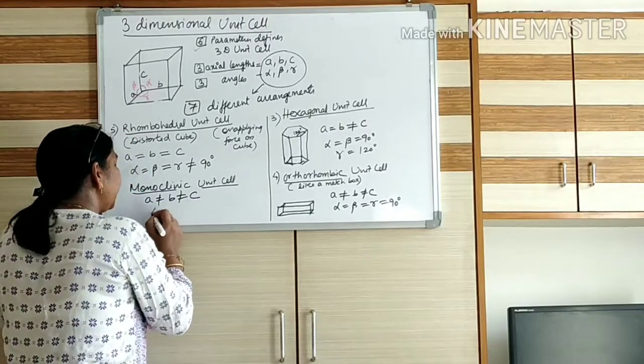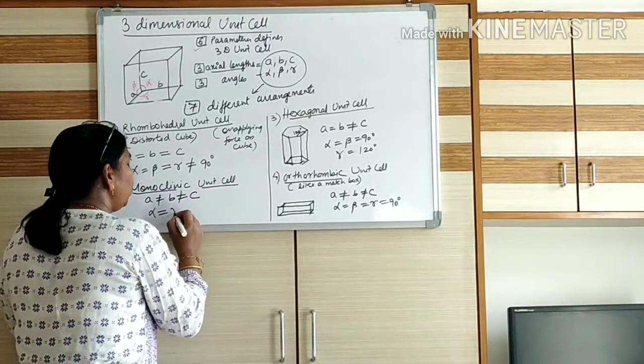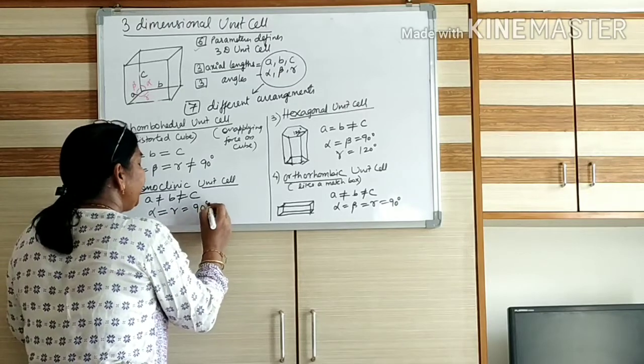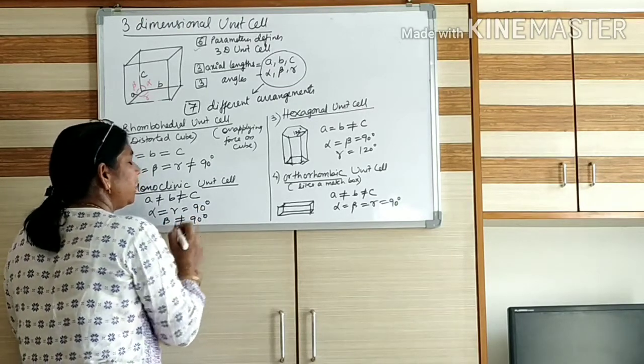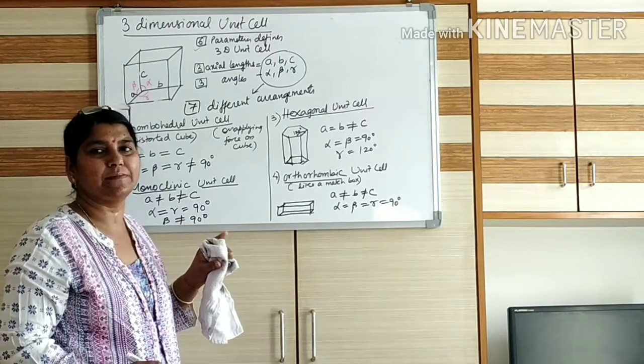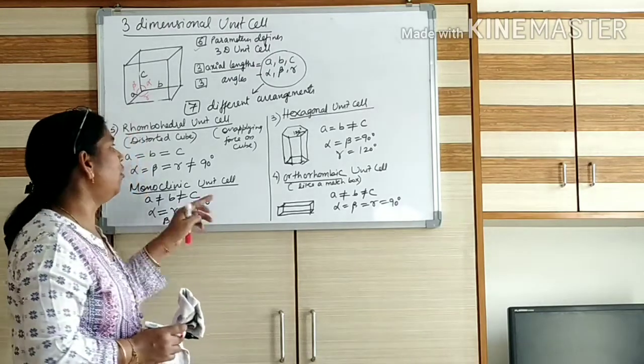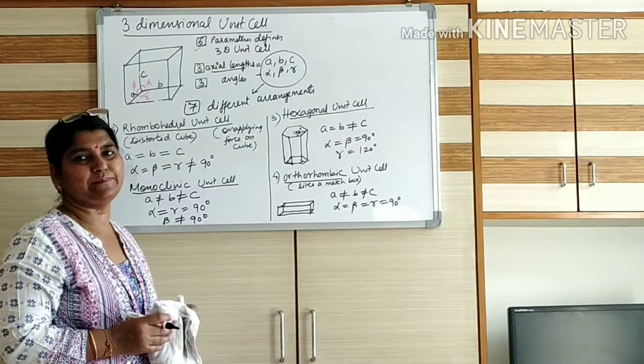But here angle alpha is equal to gamma is equal to 90 degree, but beta does not equal to 90. Beta is not 90 in this. This is your monoclinic unit cell.